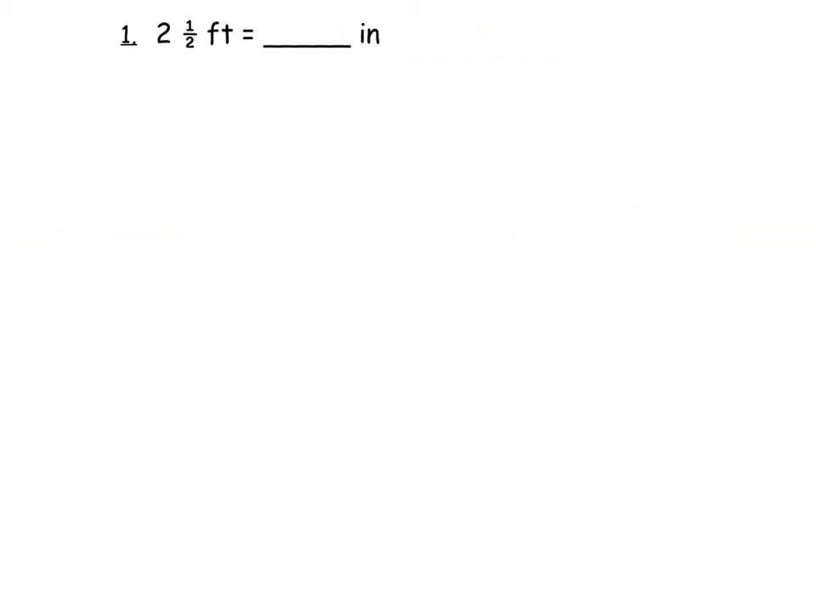Problem number 1. 2 1/2 feet equals blank inches. Well, I know that 1 foot is equal to 12 inches. So before I solve this, just like we did yesterday, except now we have mixed numbers, we need to convert the 2 1/2 into an improper fraction. So I take my whole number and multiply it by my denominator. 2 times 2 is 4, and then I add my numerator. So 4 plus 1 is 5. That's my new numerator, and my denominator stays the same.